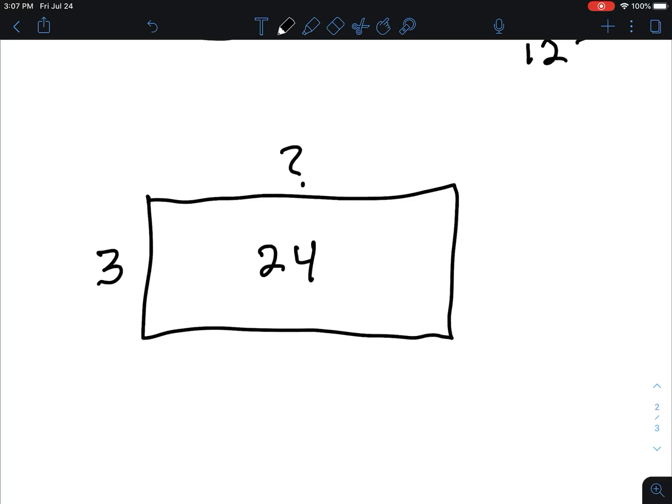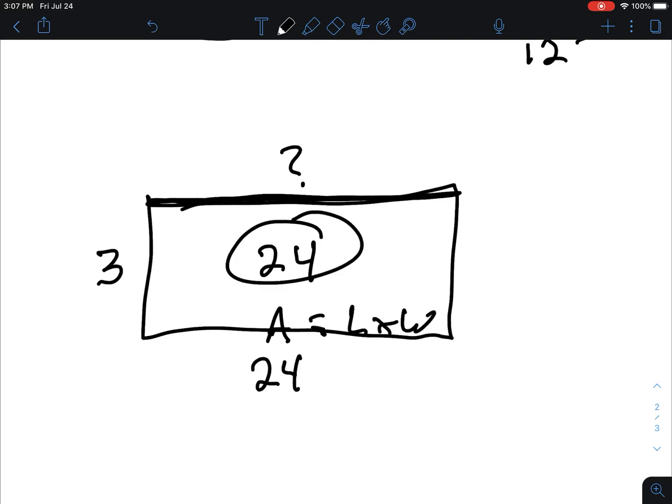Let's do that. And I want you to find what the missing side is. What is the length of this side? Okay, so hopefully you did the formula. Oops, length. Totally messing up. Get rid of that L. So area equals length times width. We know that total area. We know one side. We have to find the other side.